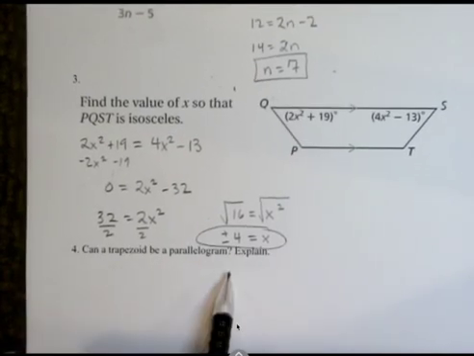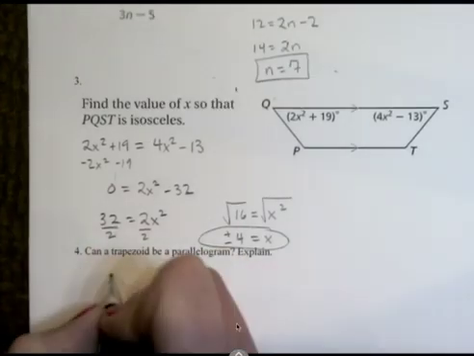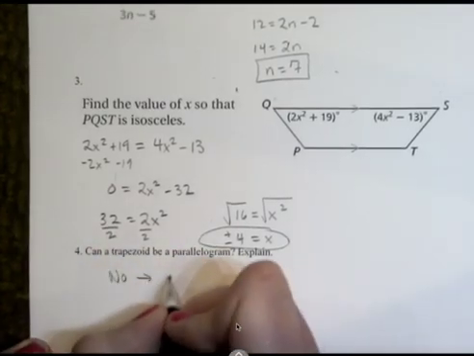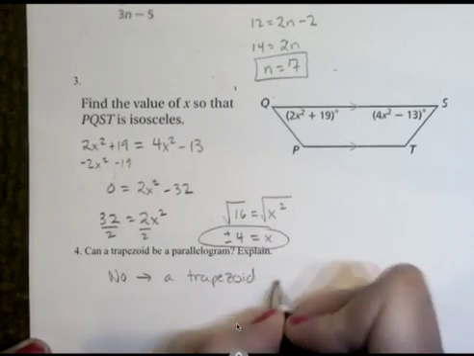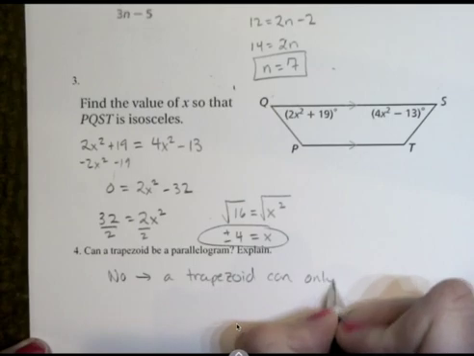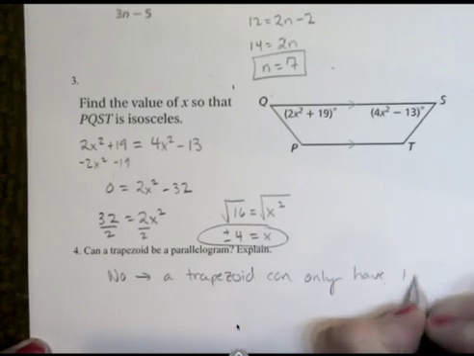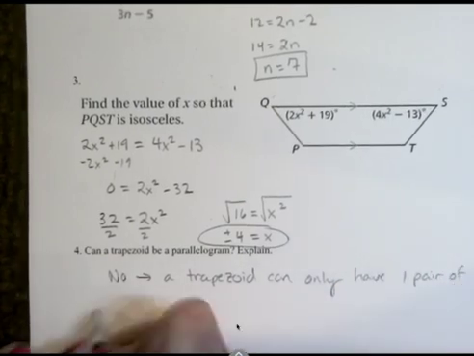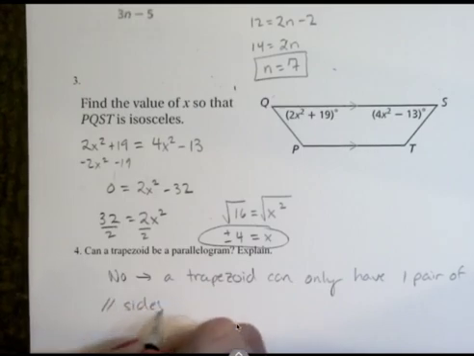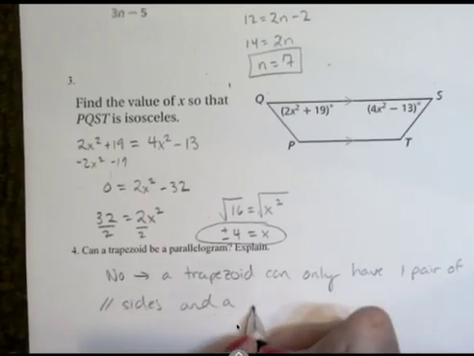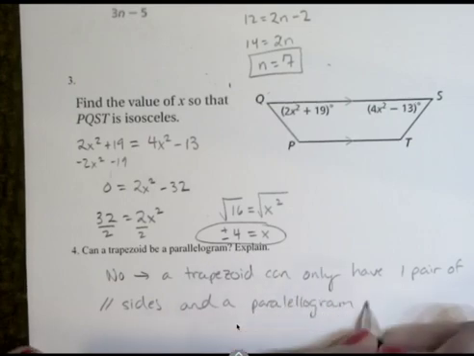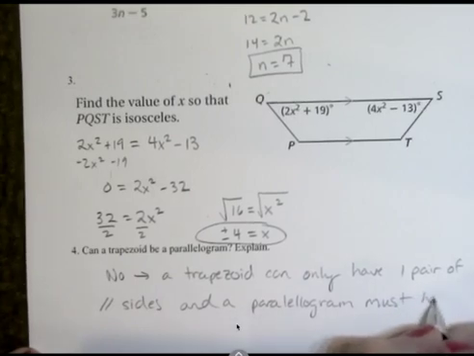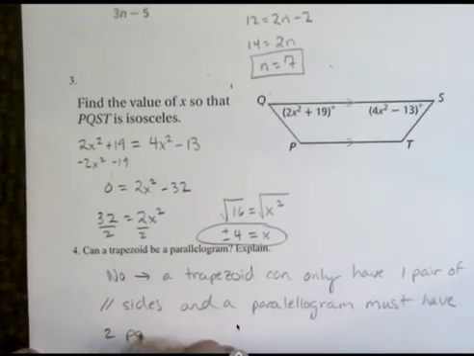Okay, can a trapezoid be a parallelogram? We kind of talked about this. No. A trapezoid can only have one pair of parallel sides, and a parallelogram must have 2 pairs of parallel sides.